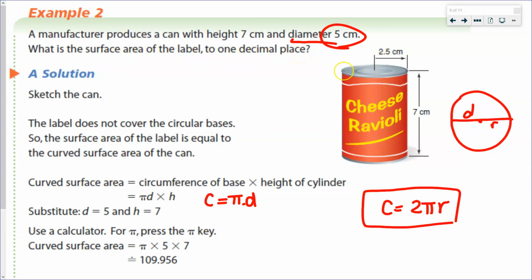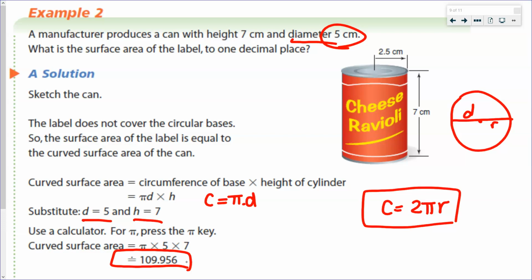So we're not actually worried about the surface area of the circle parts of the can, they just want the label. So sketch the can, they drew it. The label doesn't cover the circular bases, as I just mentioned. The curved surface is the circumference of the base times the height of the cylinder. So pi d times h. Substitute d in at 5 and h at 7, and you're going to get this for the curved surface area. So I just want you to be aware.